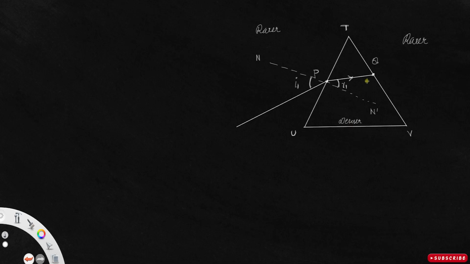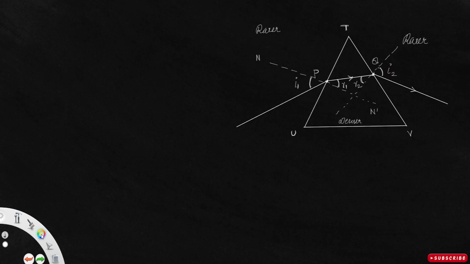And now, the light has to move from denser to rarer medium. So, I again have to draw a normal. So, this is the angle of incidence at the second surface. So, we can call that R2. R2 means the angle of incidence at the second surface. And finally, the ray will move like this. Clear? And this angle will be the angle of emergence. Let's name that I2.